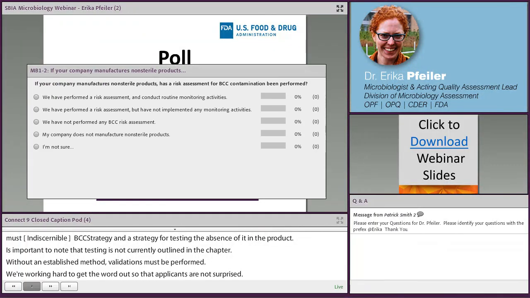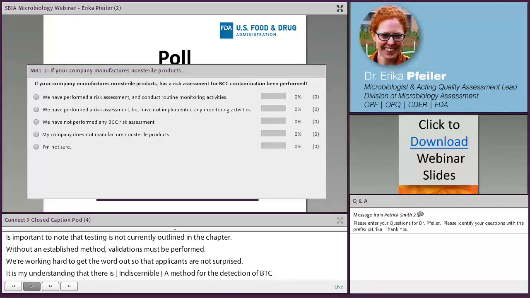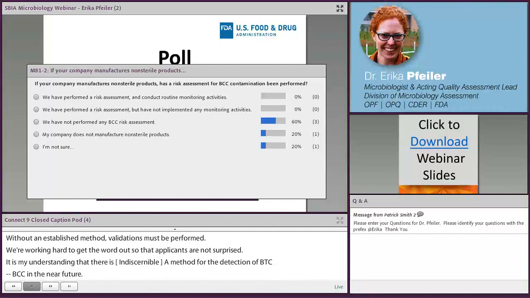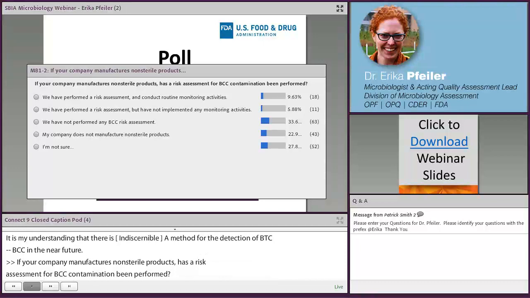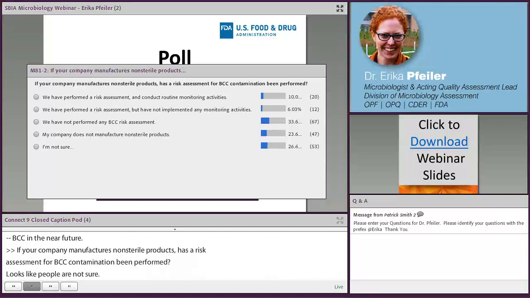All right, another opportunity for me to get feedback from the audience. So, if your company manufactures non-sterile products, has a risk assessment for BCC contamination been performed? It's like people aren't sure. We do have some people who have performed a risk assessment, and they do also conduct routine monitoring activities, which I think is kind of the gold standard for this. But looks like most people haven't performed any BCC risk assessment.